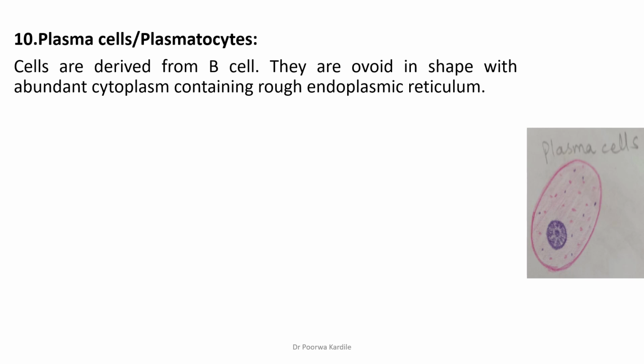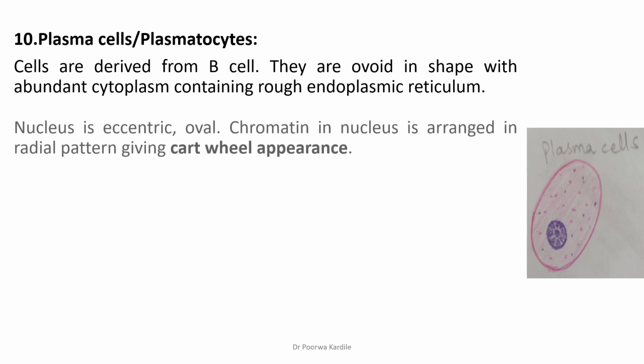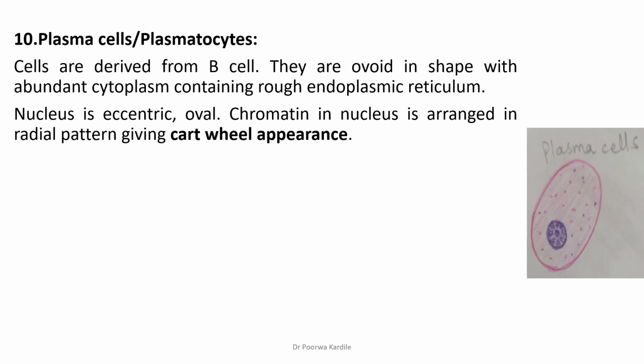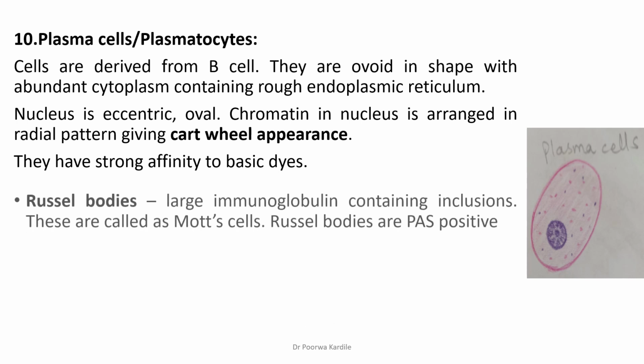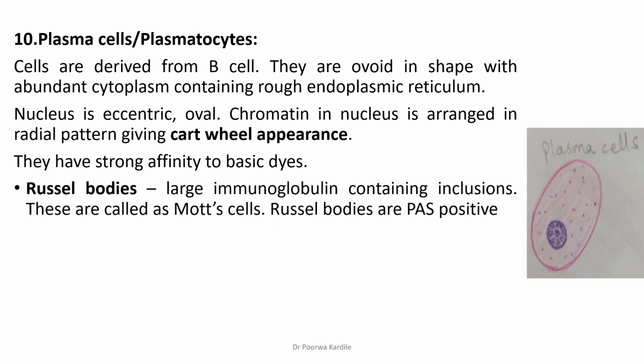As you can see in the diagram, plasma cells are ovoid in shape. They have abundant cytoplasm containing rough endoplasmic reticulum. The identifying feature of the plasma cell is the cartwheel appearance of the nucleus. The chromatin in the nucleus is arranged in a radial pattern, which gives it the cartwheel appearance, and the nucleus is eccentric. They have strong affinity for basic dyes, and Russell bodies are large immunoglobulin-containing inclusions, known as Mott cells.